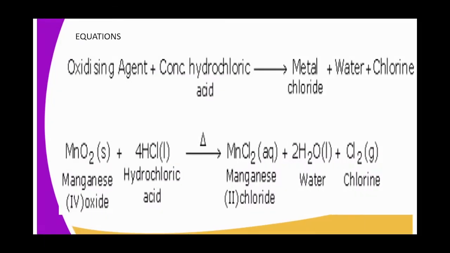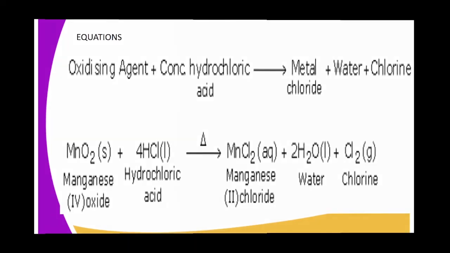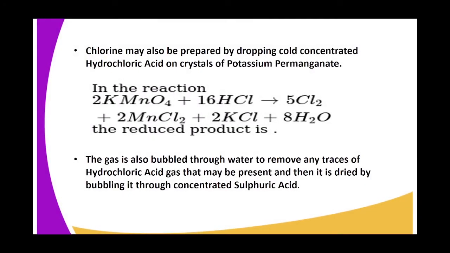Next. The equations: manganese(IV) oxide plus hydrochloric acid, we get manganese chloride plus water and chlorine gas. We can also use an oxidizing agent. Chlorine may also be prepared by dropping cold concentrated hydrochloric acid on crystals of potassium permanganate. Potassium permanganate plus hydrochloric acid, we get chlorine plus manganese chloride and potassium chloride and water.